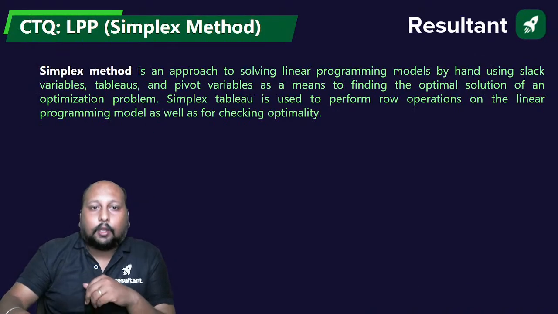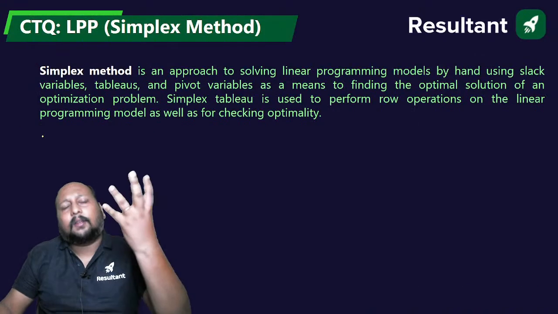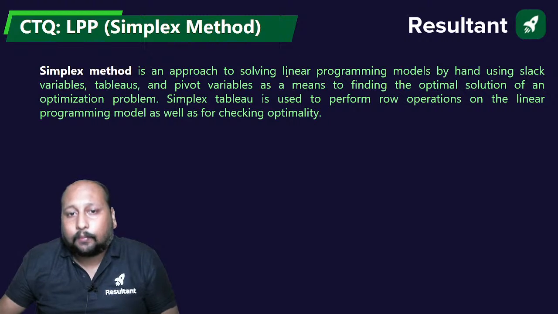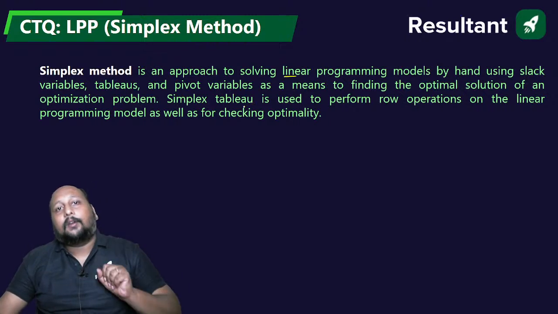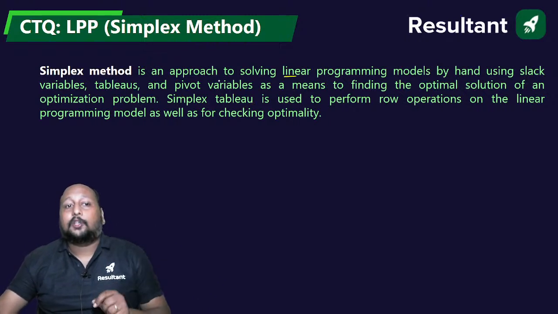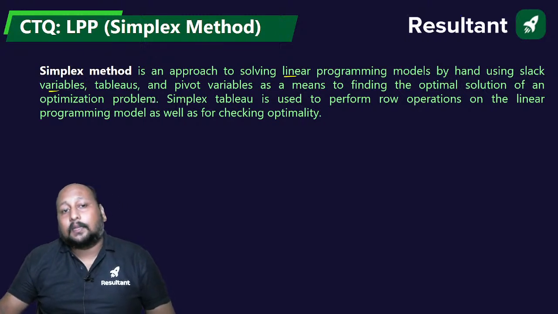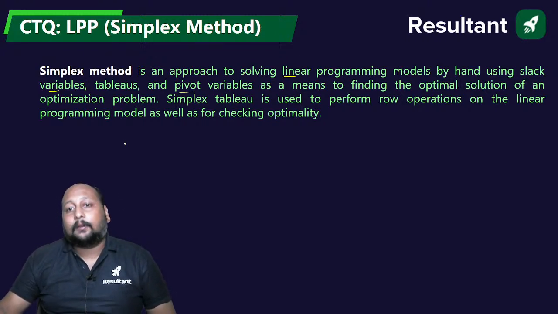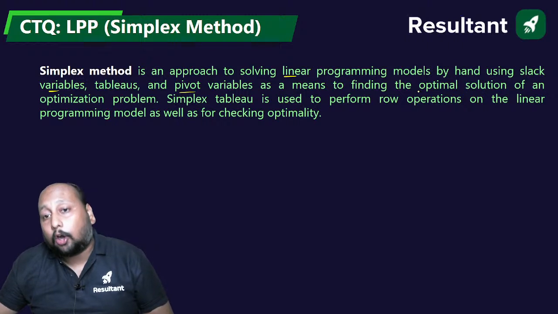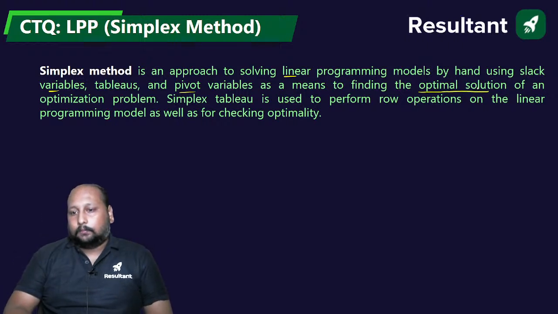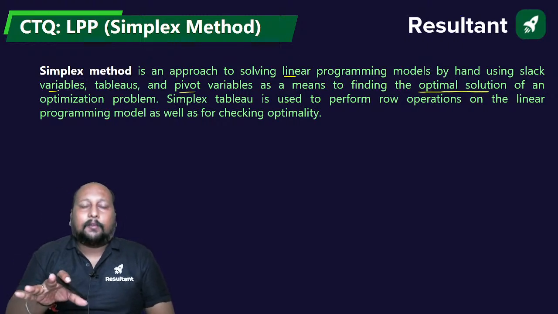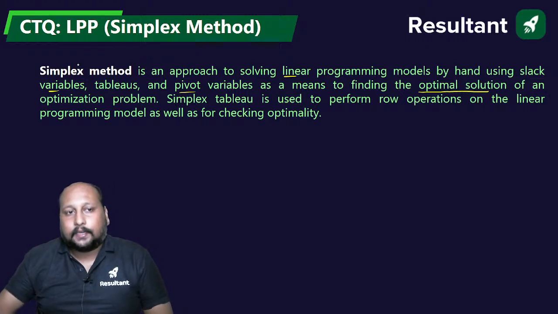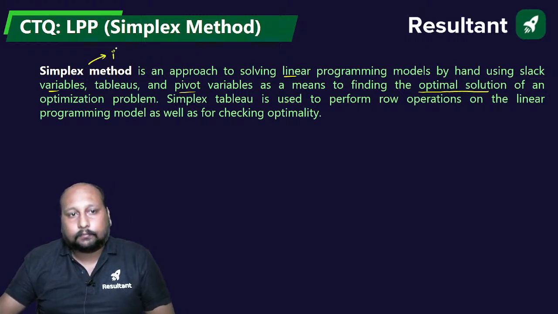Clear? Fine. So simplex method is one of the method to solve any linear programming problem, right? And here what we are doing, we are using the combination of tables, some slack variables, pivot variables in order to find out the optimal solution, right? इसमें करते क्या है, what we'll do, we'll try to do the iterations. It's an iterative approach, repetitive approach or iterative approach.